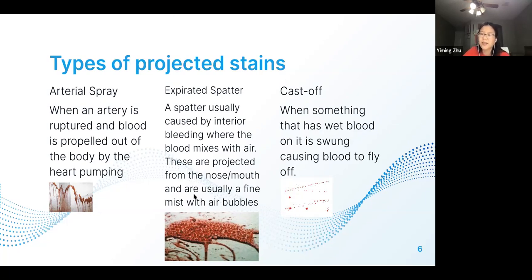And then there's cast off. I'm just gonna explain cast off really quickly so we can switch slides. This is when something has wet blood on it and it's swung. I like to think the pattern would be similar to if you take a really thick rope and dip it in water and then swing it across the room. The pattern that the water would make would be the same as the cast off.